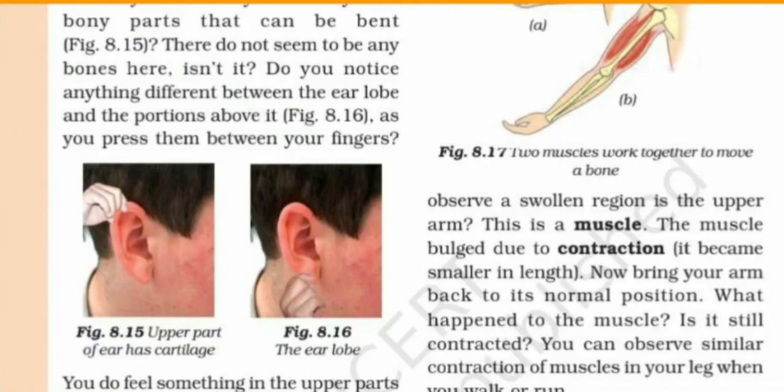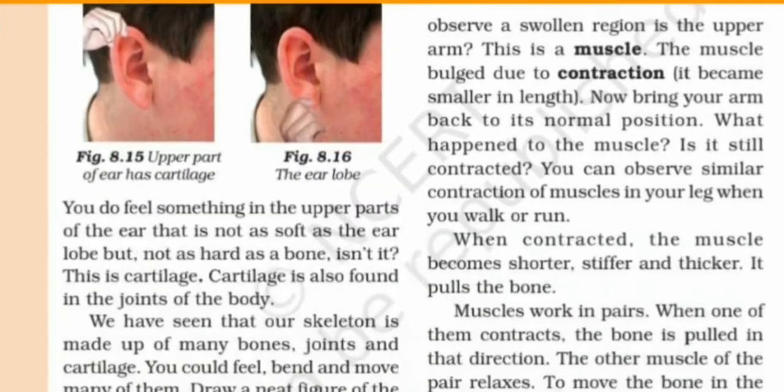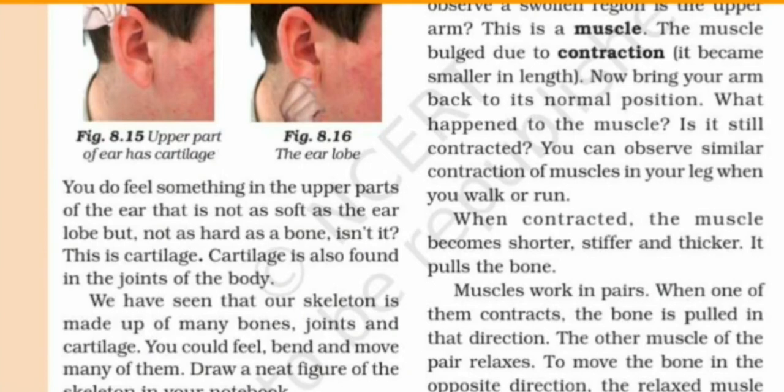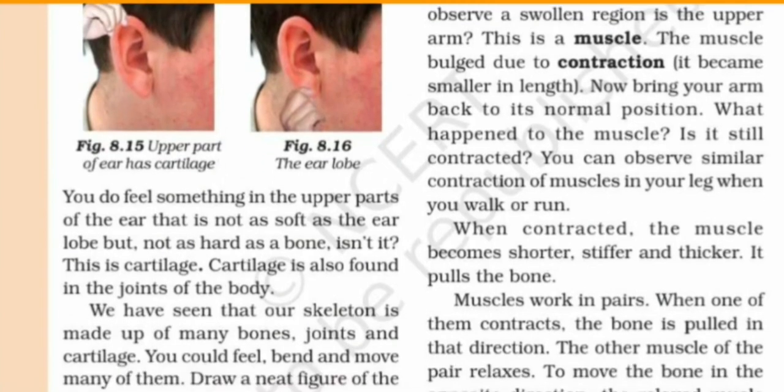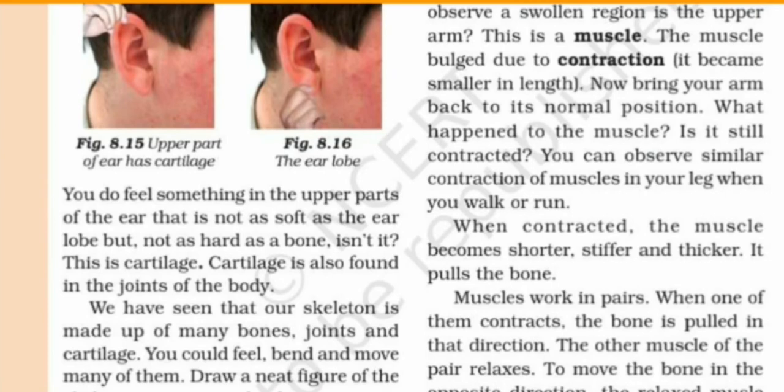Do you notice anything between the ear lobe and the portion above it? As you press between your fingers, the upper part of the ear has cartilage, and the ear lobe also. The ear lobe does not have any bone. You can only feel the ear lobe. There is no cartilage or bone there.